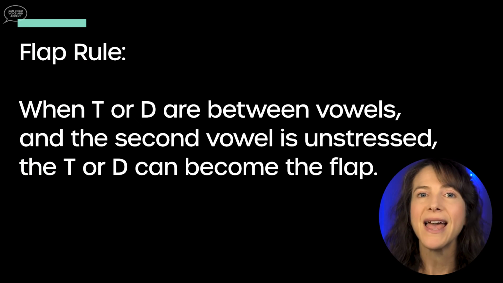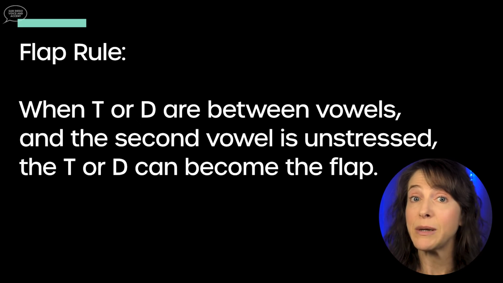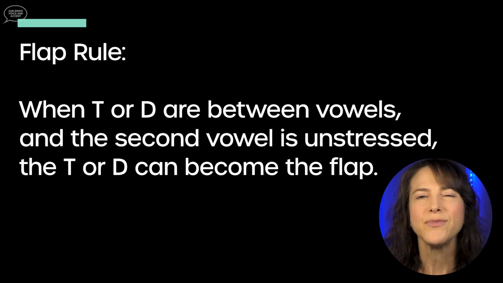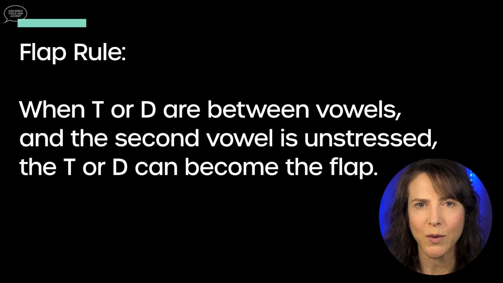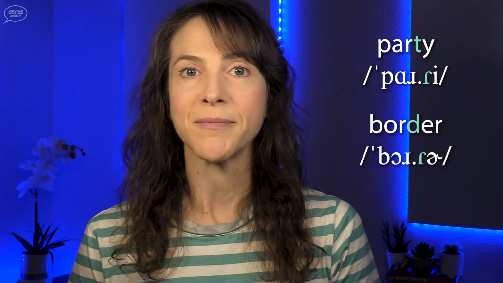Here are the rules of when to use the flap in American English. When T or D come between vowels and the second vowel is unstressed, the T or D can be pronounced like a flap. You can think of this like a mathematical equation. Stressed vowel plus T or D plus unstressed vowel equals flap. This applies to words that have an R-colored vowel in them, like the words party and border.